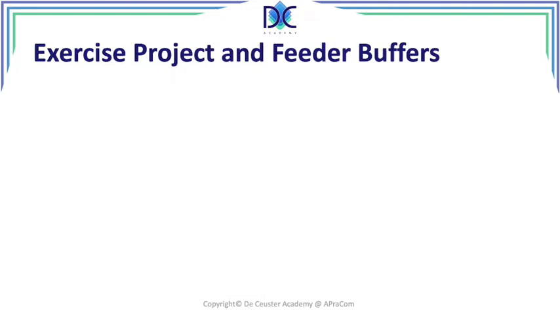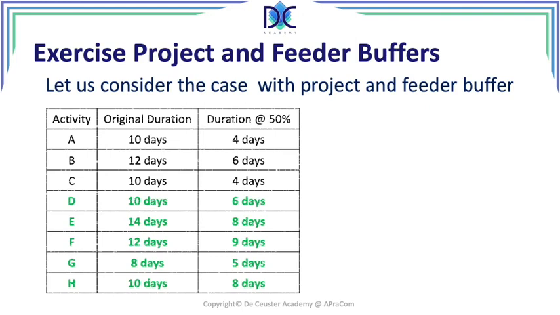Let's now have a look at an exercise in which I will calculate the project and the feeder buffers. Let us consider this project. I have 3 activities on a non-critical path and 5 activities on the critical path.